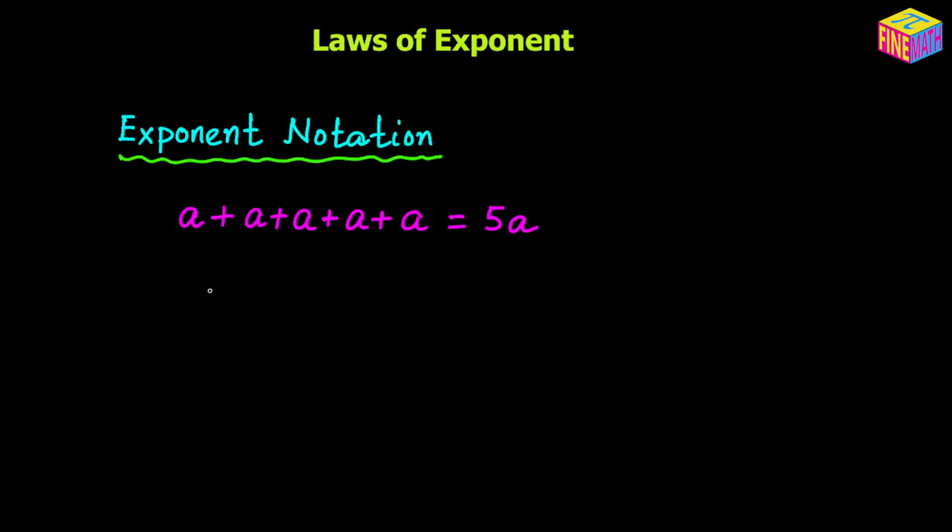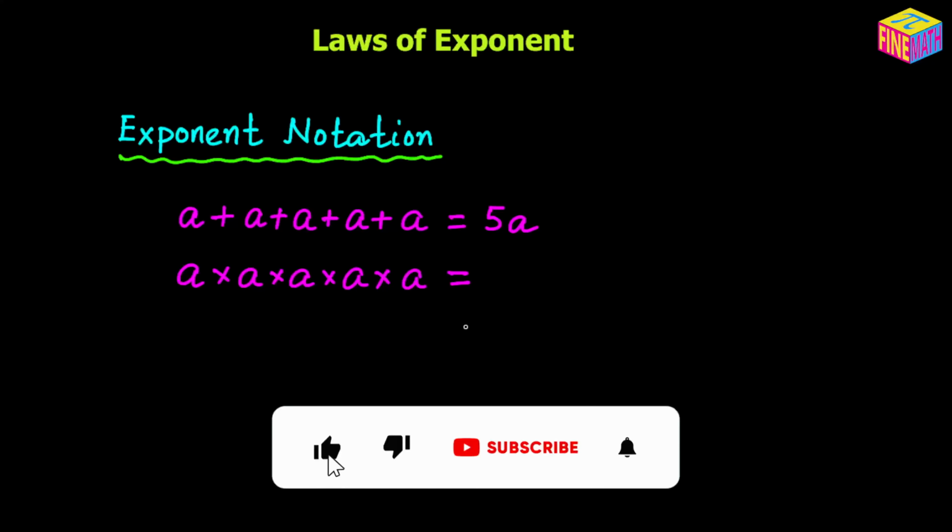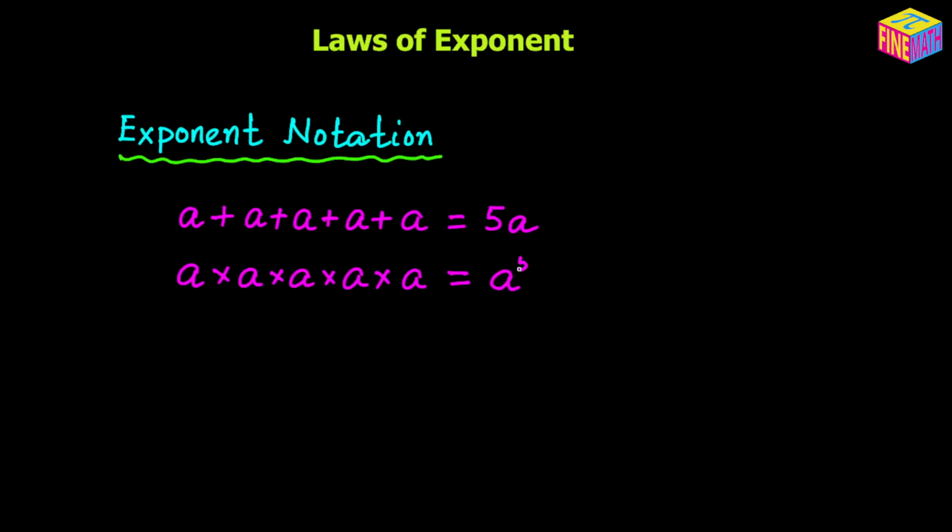Now instead of addition, if we do multiplication, how is it going to look? This is a times a times a times a times a. We are multiplying a repeatedly with itself 5 times, so there are 5 a's in multiplication form. Now how are you going to denote this? Well, for this comes the exponent notation. This is denoted as a with a number 5 on the top right corner, and that 5 is called the exponent or the power.